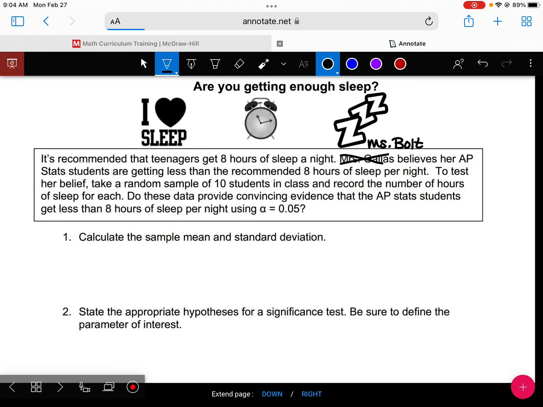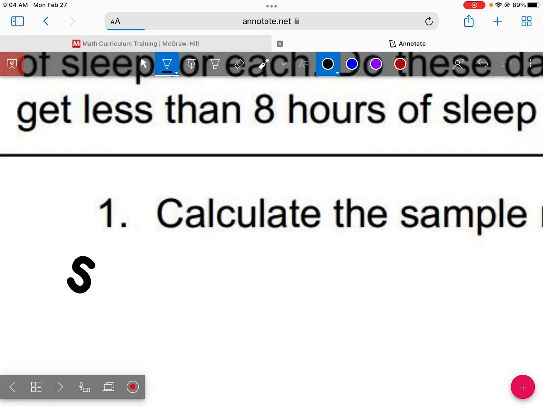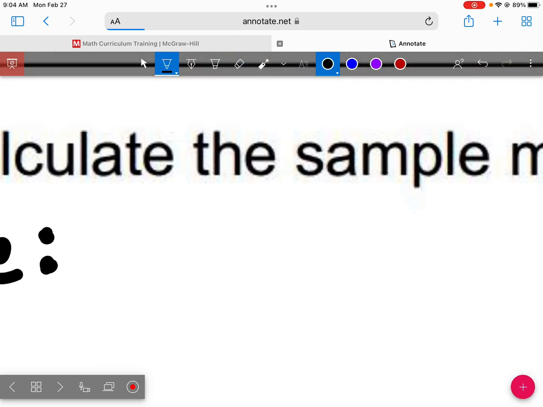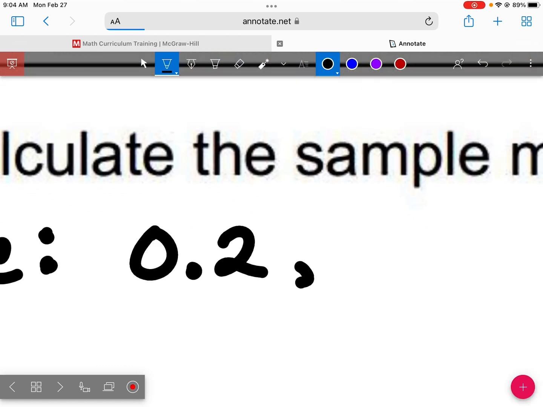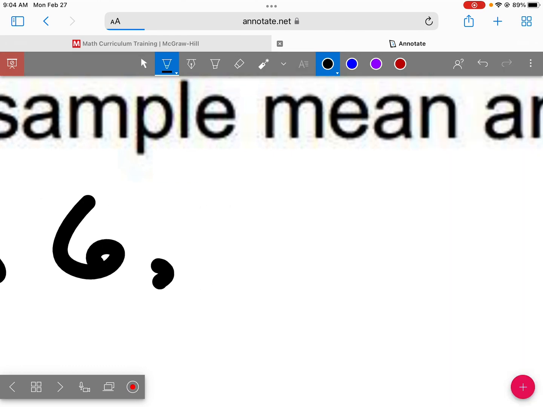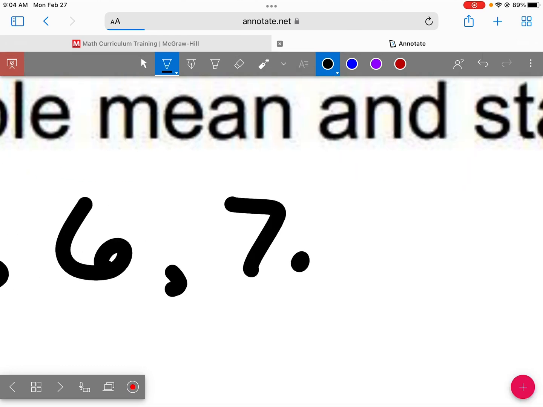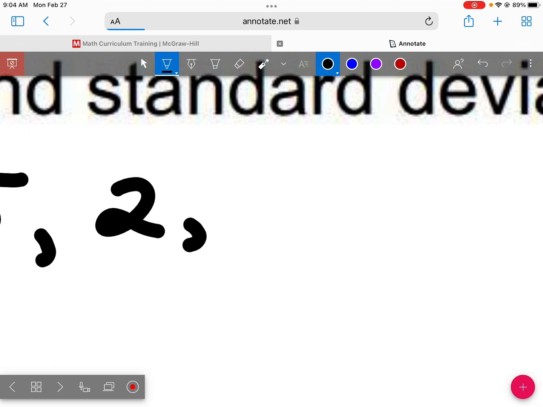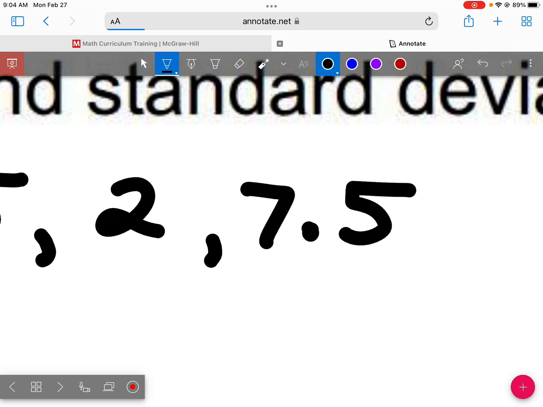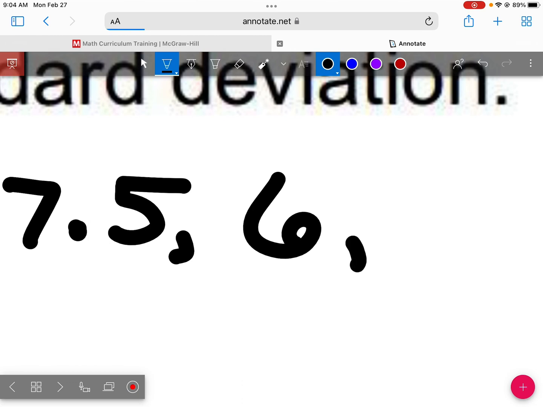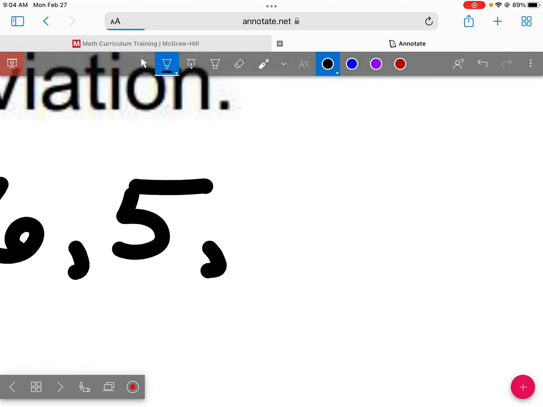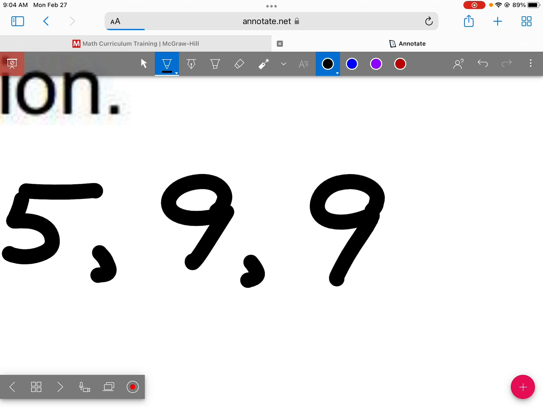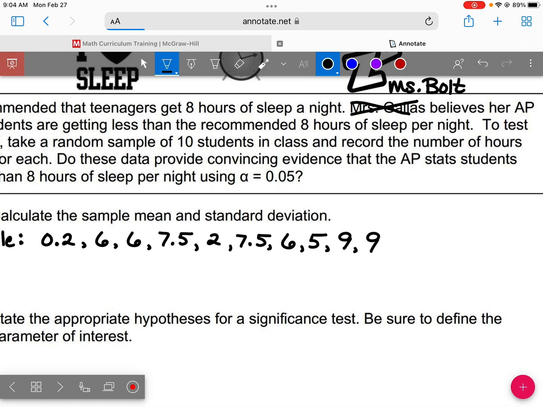So the sample that we have are as follows: 0.2, 6, 6, 7.5, 2, 7.5, 6, 5, 9, and 9. 1, 2, 3, 4, 5, 6, 7, 8, 9, 10. There's 10.